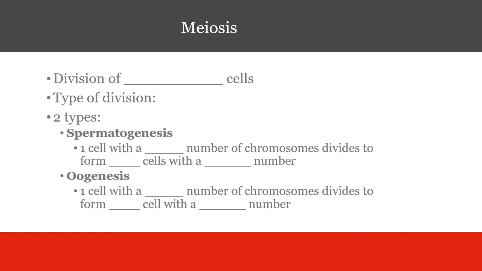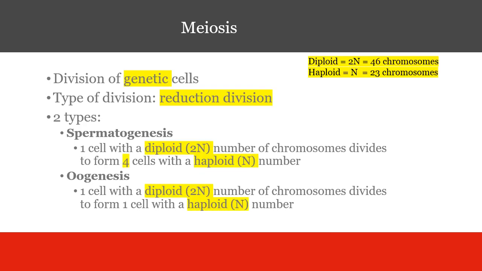Another type of division we have in the body is meiosis, and some individuals, like I said earlier, pronounce it differently. This is division of different types of cells, so we're going to talk about this one now. So we have a division of genetic or reproductive cells. We oftentimes call them germ cells. The type of division we call this is reduction division. There are 2 types of reduction division. Since there are 2 types of reproductive cells in the body, there'll be 2 types of reduction division. The first type is spermatogenesis, which is the production of sperm, and oogenesis is the production of eggs.